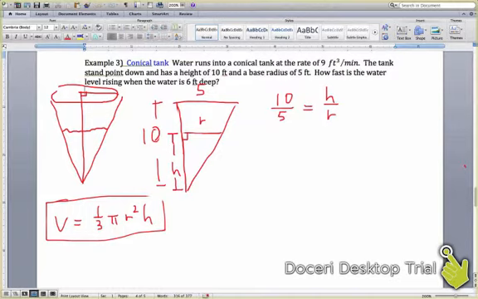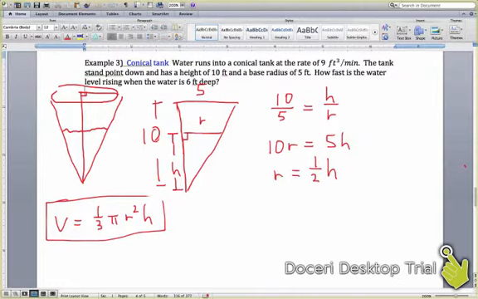So we have 10, the height of the cone, is to the height of the water, as the radius of the cone is to the radius of the water. And we can go ahead and eliminate the variable r. So cross multiply. Divide by 10. And you get that the radius of the water is 1/2 the height.